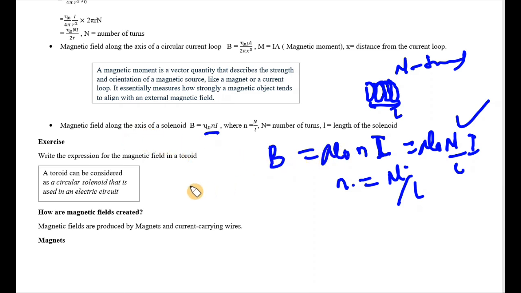So as an exercise, you should write the expression for the magnetic field in a toroid. A toroid is just a circular what? Solenoid. A circular solenoid.